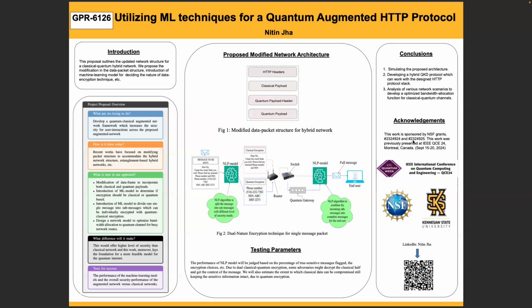This work was previously presented at IEEE Quantum Week earlier in September of this year in Montreal. And if you have any more questions, do reach out to me. Thank you.